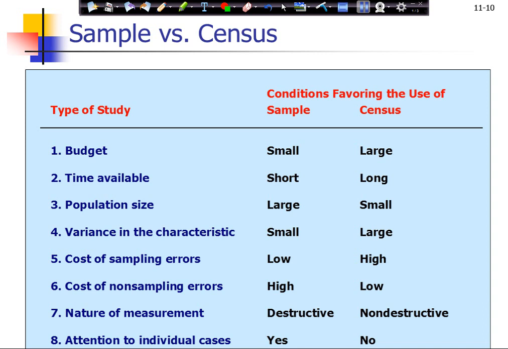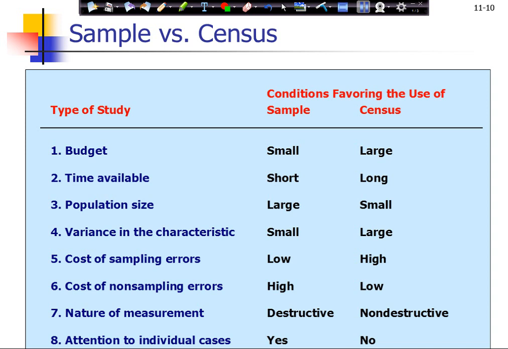So wherever there are small variances in the characteristics, that is, very less differences observed among the elements of population, sampling is a preferred method because the representativeness is quite high.